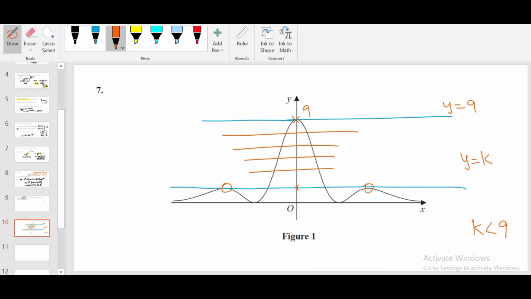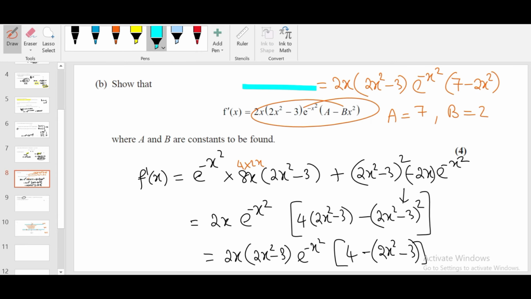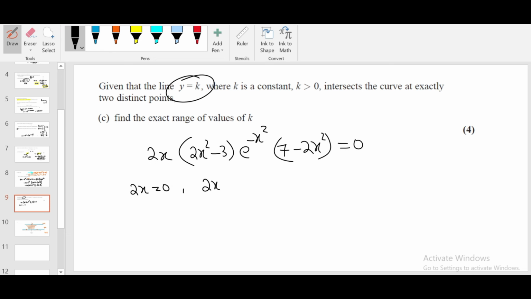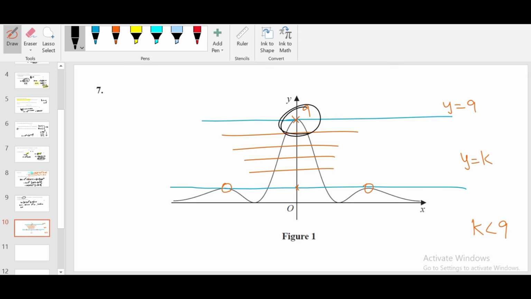When it comes to stationary points, we put dy by dx is equal to 0, right? We have calculated the dy by dx here in the previous part. We are going to equate it to 0. So 2x square minus 3 e power minus x square 7 minus 2x square is equal to 0. We need to put it separately equal to 0. 2x is 0, 2x square minus 3 is 0, e power minus x square is 0, 7 minus 2x square is 0. X is 0, that's the first stationary point. Look at the graph. The first stationary point is here.